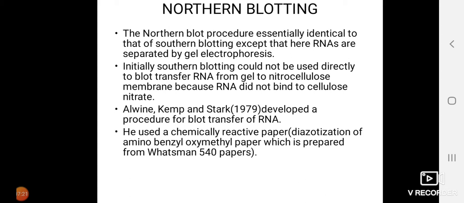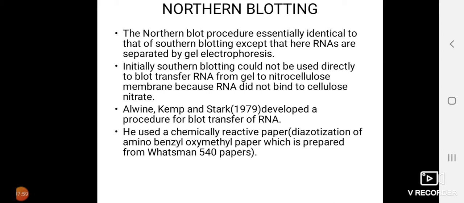Whereas in case of northern blotting, it's all about identifying the RNA sequence. So here what we are going to be mainly doing is we will be separating the RNA molecule isolated from a particular host cell, and then these particular RNA molecules are subjected to size fractionation or separation by using electrophoresis. Then these electrophoresed RNAs are going to be transferred onto the nitrocellulose membrane.